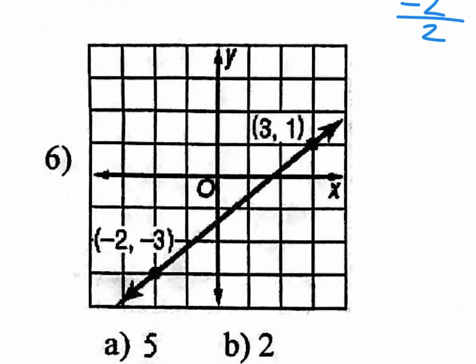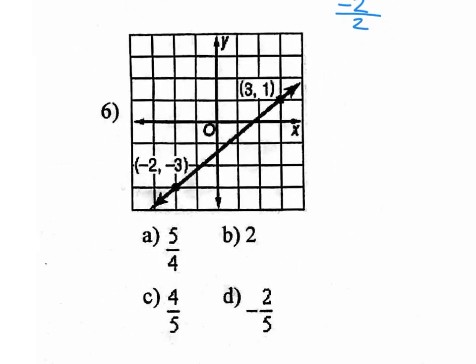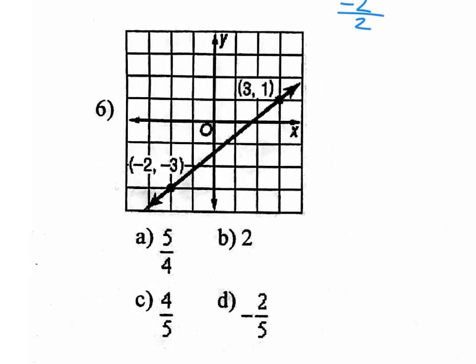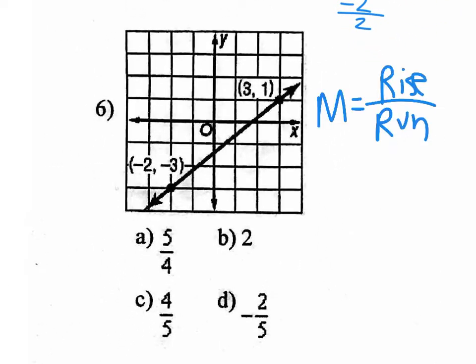Let's move on to number 6. Right here, they want us to find the slope. All you have to do is count rise over run. Now remember, if it's going up, it's positive, but if it's going down, it's negative. But you always look at it from left to right. So of course, let's look at this line from the left side of the line going to the right. Is it going up or down? It's going up. So it's going to be a positive rise.